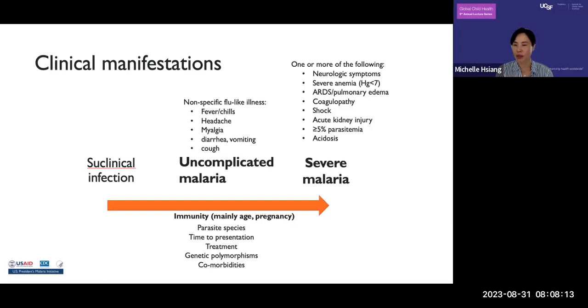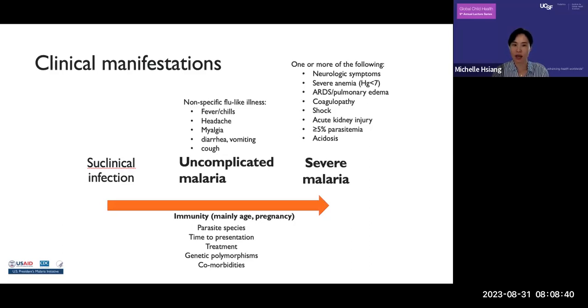Children and pregnant women are relatively immune naive, so they are more likely to develop severe symptoms. There are 5 different species of the parasite that affect humans, and falciparum is the one more likely to cause severe malaria. And how quickly you present, if you get the right treatment, and if you take your treatment can affect how sick you are. Genetic polymorphisms and comorbidities can affect this.